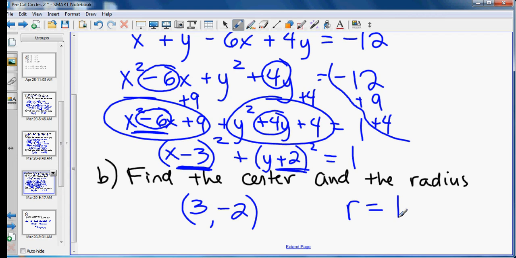If it does come out whole like that, please don't leave it as the square root of 1, just write 1. Or if it had been 16, don't write the square root of 16, just write 4. But if it's not a whole number, then please just leave it in its radical term. So that completes circles, part 2.